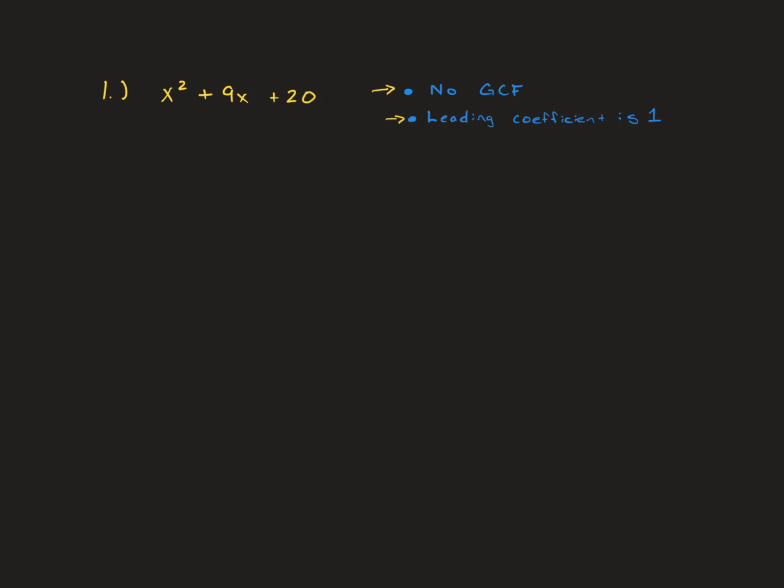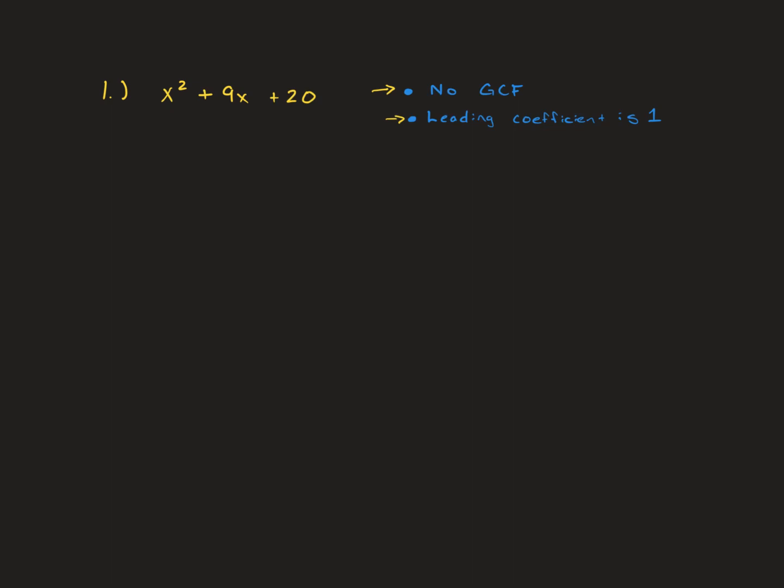And the leading coefficient is 1. What I mean by that is that the leading term, this x squared, when written in standard form, there is a secret hidden 1 out in front in there. And because of that, that's what we mean by the leading coefficient is 1. And when we have that scenario where the leading coefficient is 1, it's actually pretty easy to factor.